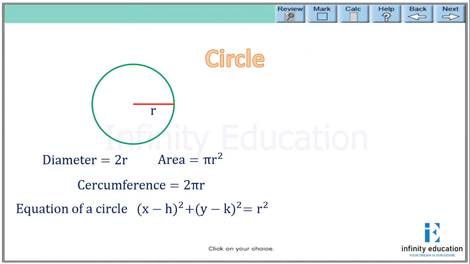The equation of a circle is (x minus h) whole square plus (y minus k) whole square equals r square. If I can write an equation in this form, we get the center as h comma k and the radius as r.